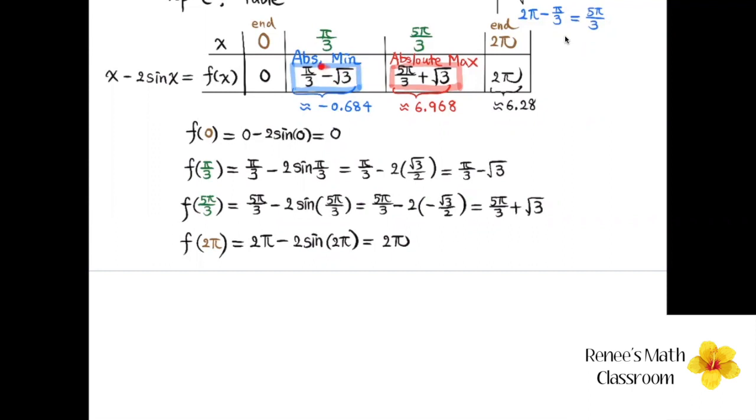Notice that this is the exact value for this absolute minimum, and this is the exact value for this absolute maximum of the function. Those numbers down here are the approximations. The exact values will be this and this.